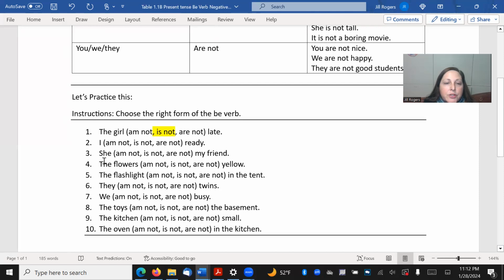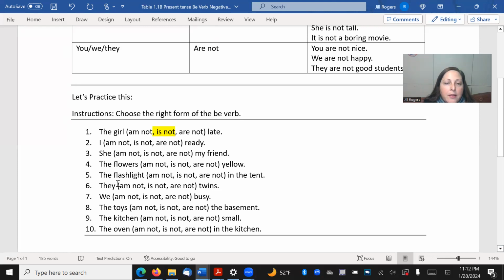Number 4, she am not my friend. She is not my friend. She are not my friend. Number 4, the flowers am not yellow. The flowers is not yellow. The flowers are not yellow.